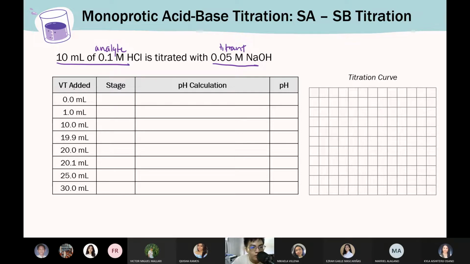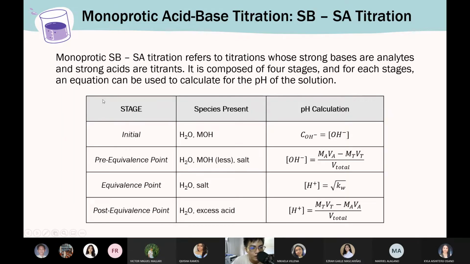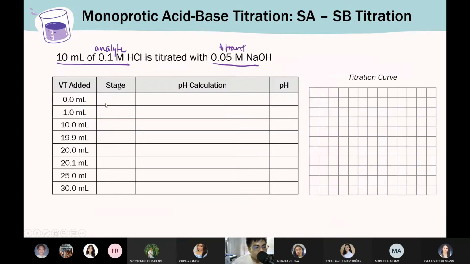And then, ito yung mga volume of titrant. Identify mo anong stages yan. Of course, this one is the initial kasi 0 volume yung titrant. So, may equation doon. For 1 ml, anong stage kaya yan? Hindi ko sure. Ano kaya yung 10 ml? Anong stage yan? Hindi ko rin sure. Kayo na bahala mag-solve yan. And again, the answer will be posted in the worksheet. Bibigay ko yung worksheet.